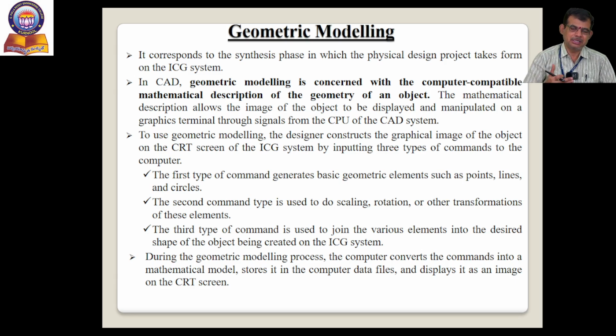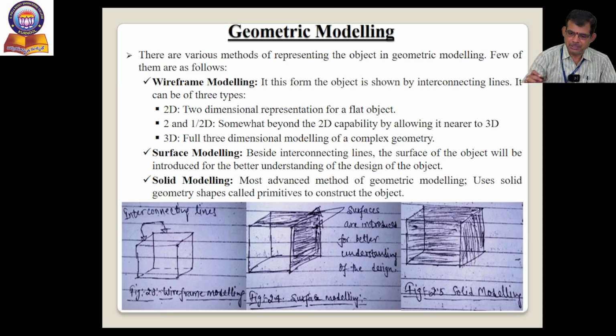So during the geometric modeling process, the computer converts the commands into a mathematical model. You are not creating the model, it is converting the data given by you to a model on the screen, and finally it will store the entire information as data files and display it as an image on the CRT screen. So the data of a rectangular circle is stored inside, and the rectangular circle appears on the screen. So this is the beauty of the geometric modeling element of the CAD system.